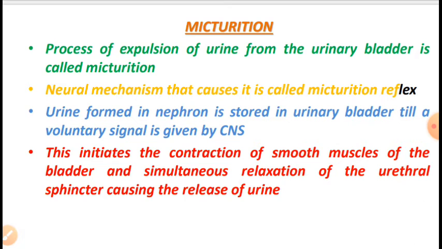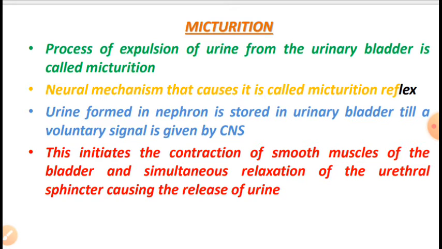Now let us discuss micturition. First of all, what is micturition? Urine formed by the nephron is ultimately carried to the urinary bladder, where it is stored till a voluntary signal is given by the central nervous system, CNS.